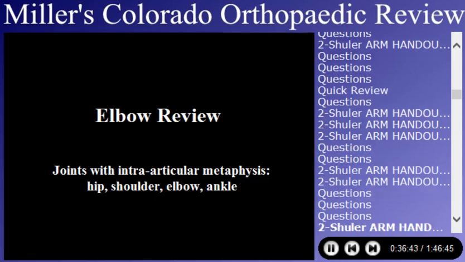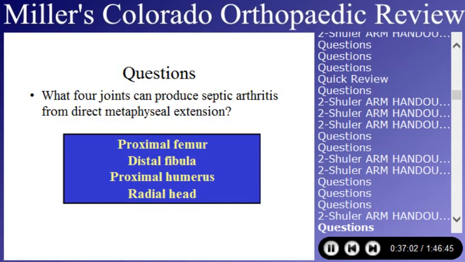Elbow review. Joints: one of the testable items, more on the pediatrics side, is that you have to know what joints have intra-articular metaphysis. That way, if you have osteomyelitis, you can have direct septic arthritis extension. Those joints are the hip, the shoulder, the elbow, and the ankle. These four joints can produce septic arthritis from direct metaphyseal extension. This is more from your pediatric lectures: proximal femur, distal fibula, proximal humerus, and radial head.